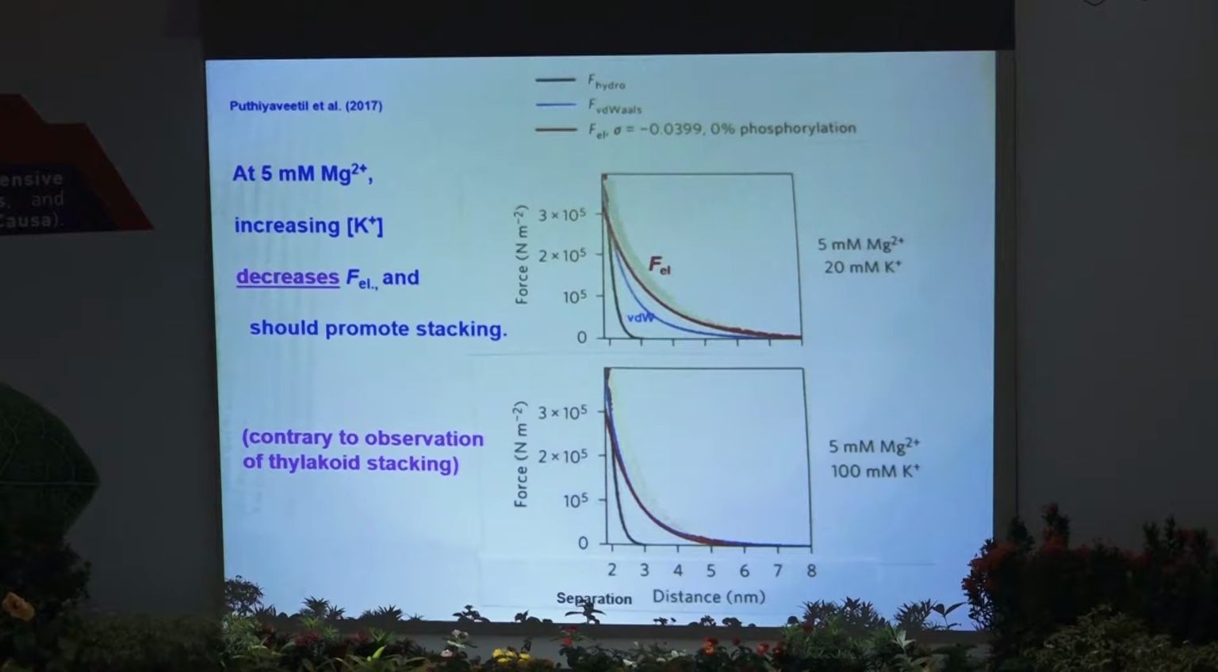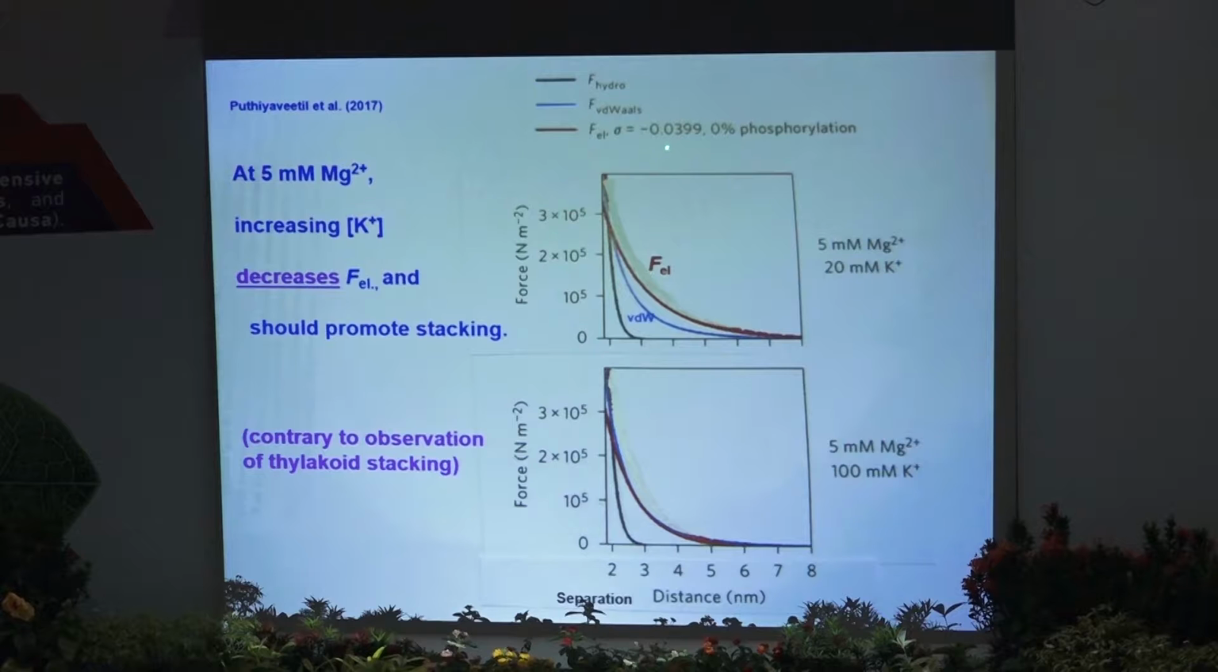And this is what they found. I picked 2 panels from the figure. This is just looking at the magnitude of the forces. First of all, the hydration repulsion declining very rapidly with distance from the membrane surface. Then the van der Waals attraction, the magnitude of it, declining in this fashion. And these 2 curves are reproduced in the lower panel.